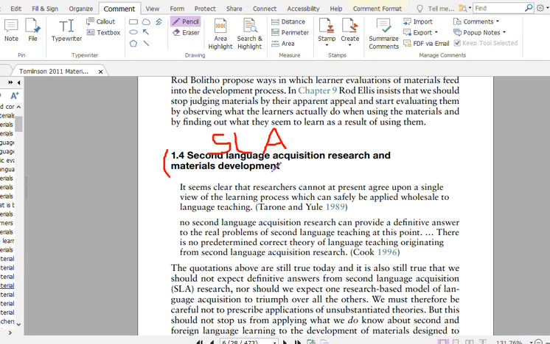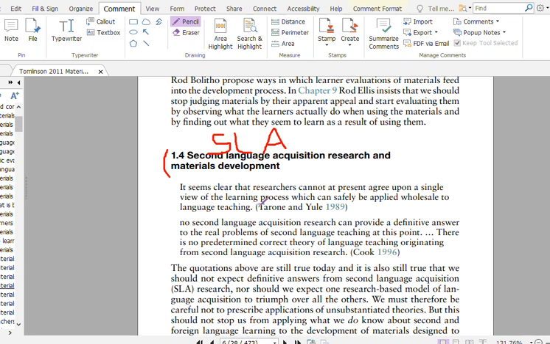As I mentioned, the focus of this session 5, or the second part, is on second language acquisition research and materials development. The research in second language acquisition tells us something about the materials. For example, here we have two quotations from two researchers. It seems clear that researchers cannot at present agree upon a single view of the learning process, which can safely be applied wholesale to language teaching.